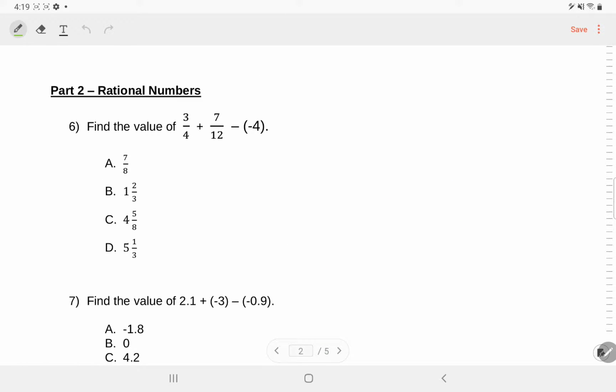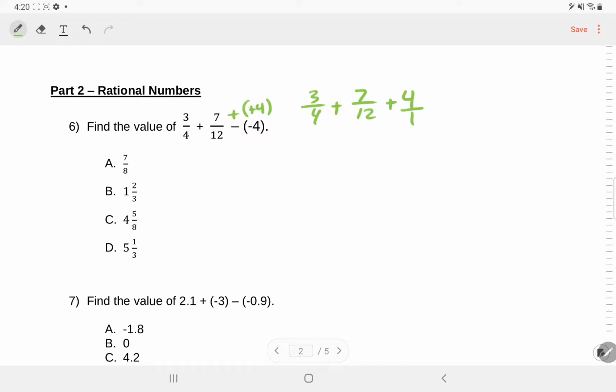Number 6, find the value of 3/4 plus 7/12 minus negative 4. Remember, using the add the opposite method, this minus sign will become a positive, and we're adding the opposite of negative 4, which would be positive 4. So to rewrite this problem, we have 3/4 plus 7/12 plus positive 4, which is just plus 4. And we can rewrite 4 as 4 over 1.